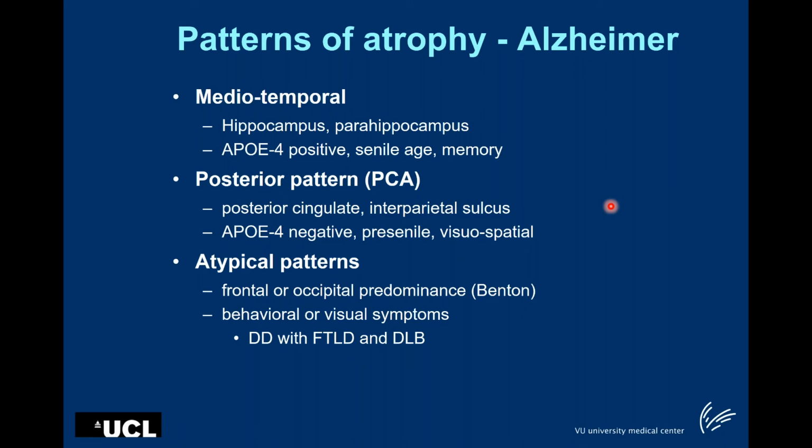In addition, there are even more atypical patterns, including frontal or occipital predominance, who have either behavioral or visual symptoms, and these are really difficult to recognize during life because they may present like an FTD case or like a Lewy body dementia case. I guess there are quite a few patients in that category who are misclassified and in fact have Alzheimer's disease.